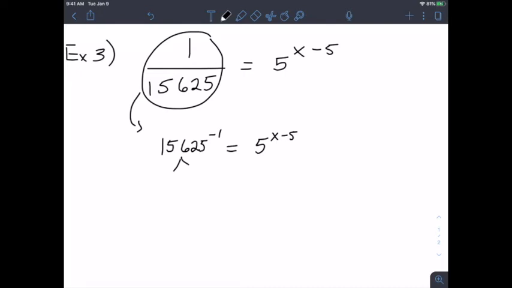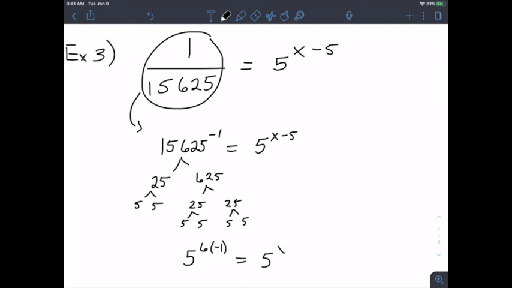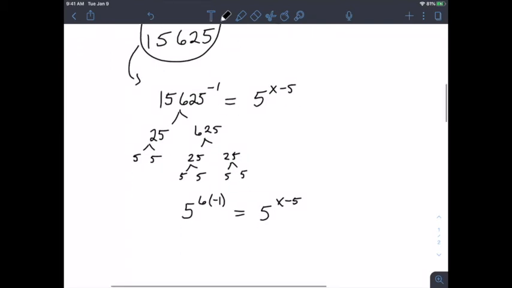Now I'm going to break down this big number. Now, the bigger the number you go, the easier it breaks down. So 25 and 625. 625 breaks down to 25 and 25. And then each 25 will break down into 5 and 5. Okay, so what do I get on the left side? 5 to the power of 6 total times that negative 1, which is equal to 5 to the power of x minus 5. Okay, drop my bases because they're the same. I get negative 6 is equal to x minus 5.